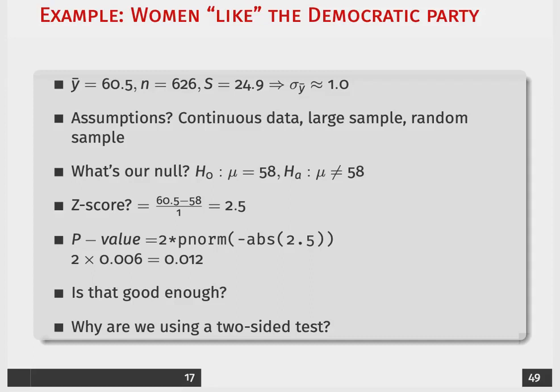Now, I want you to think to yourself, and I'll provide the answer in a couple of seconds, why may we be using a two-sided test here? The correct answer is that I've kind of baked it in. The research question was whether or not women like or dislike the Democratic Party, so non-neutral. We defined being neutral as being 58 on the likability scale, so that's why we set up our null hypothesis to be a two-sided test. We very well could have wondered whether or not women on average were above a certain score, and then we would have had a one-sided test.